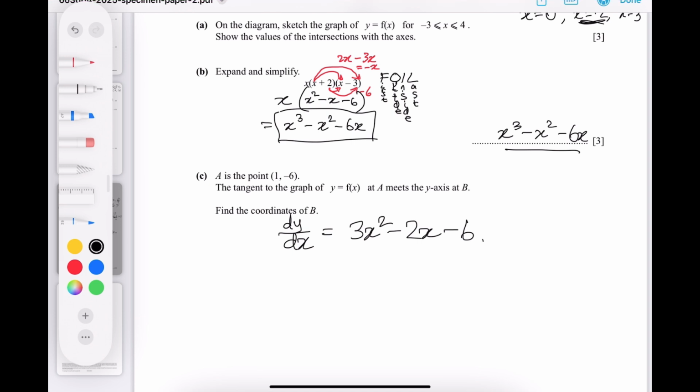And A is the point 1, negative 6. So what we do is we substitute in 1 into the derivative. And the notation for that looks like this. When x is equal to 1, because here x is equal to 1. It's equal to 3 minus 2 minus 6. We just substitute in 1. And that would be negative 5. So the gradient at the point A would be negative 5.